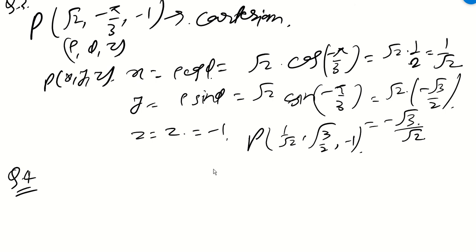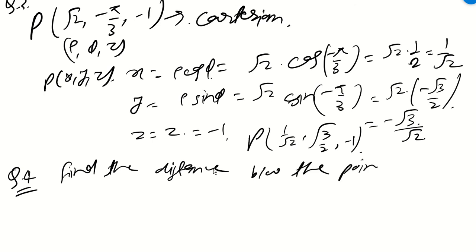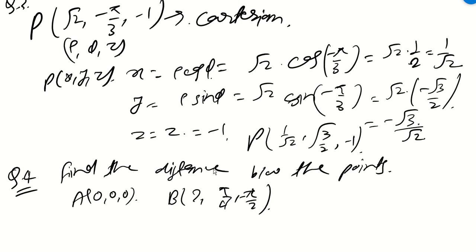Alright, we will start. So the question is, find the distance between the points. Point A is 0, 0, 0 and point B is 2, pi by 4, minus pi by 2. Okay.